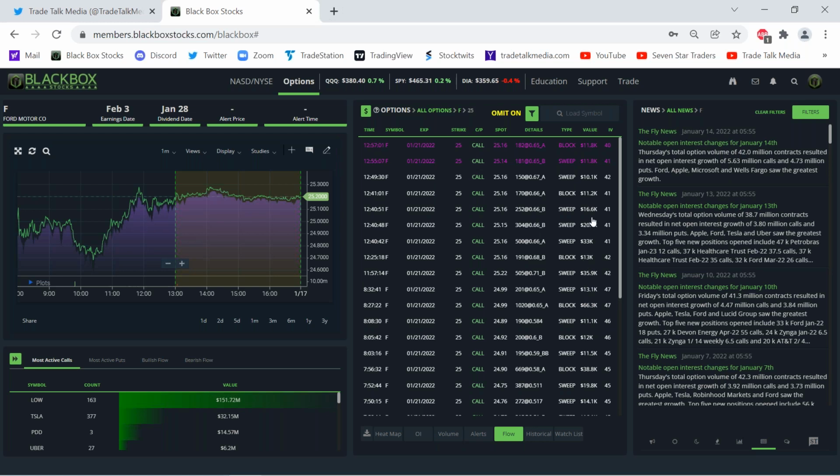Why do I say that? Again, step back, use some logic. If someone really thought Ford was going to go up, and these contracts were going to pay out big, would they put $11,000 into these, or would they put millions of dollars into these? Okay, we're going to show you examples of the flow that we like, and you're going to see it's not 11, 11, 10, 11, 16, 20, 33. It's 200, 300, 600, 400, 300, 287, 1.6 million. Boom, boom, boom, boom, boom.